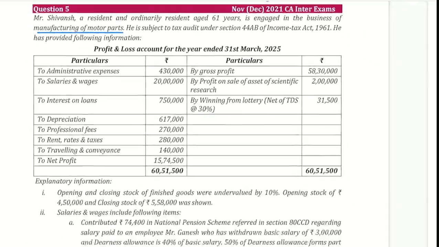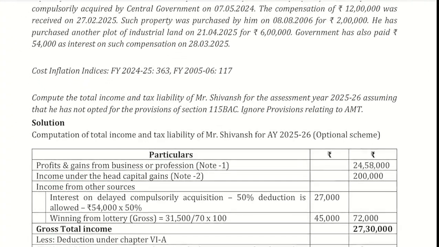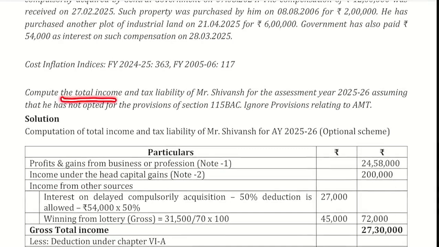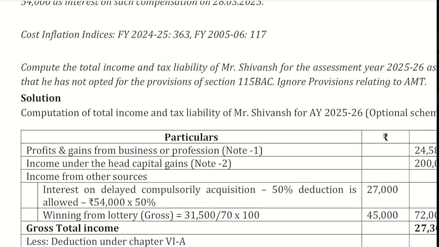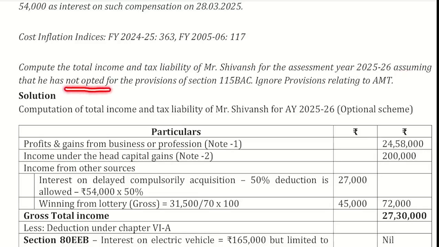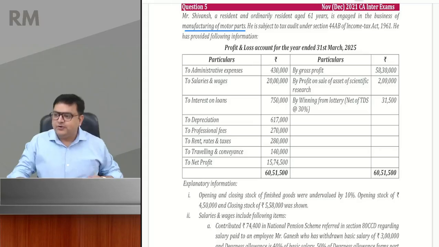Now, I always tell you that first of all, just see what is asked from us. They are asking to compute the total income, so first we need to compute our total income and then the tax liability of Shivansh. How? Assuming that he has not opted for the provision of 115BAC, that is the optional regime. Ignore provisions relating to AMT. AMT we will discuss either tomorrow or the day after tomorrow, so anyways, ignore AMT provisions. So we need to compute his total income today.